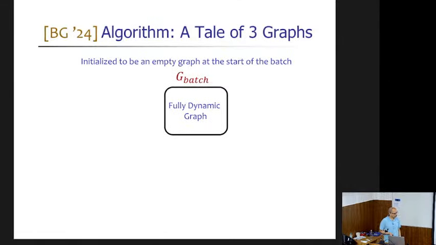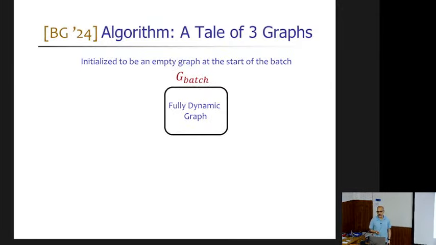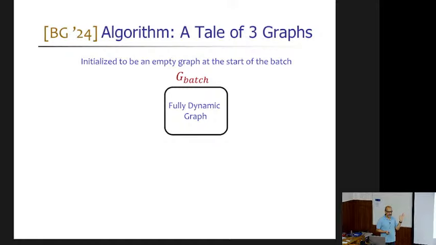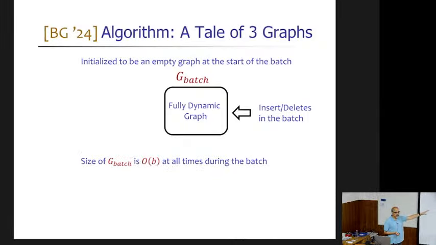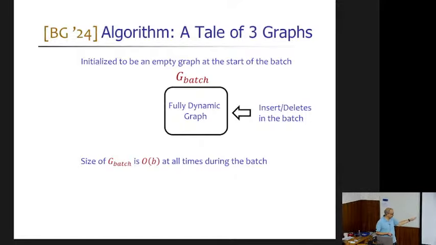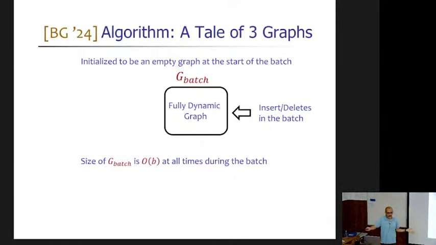There is a second graph, which is G batch, which is going to be a fully dynamic graph. So what is this graph? This graph is easy. All the inserts and deletes you receive during the batch, they are just going here. If a delete applies to an earlier edge, it goes into G old, but otherwise it just applies. What will be the size of this graph? Well, this graph is going to be order B at all times. G old could be n square edges dense, but this one will be order B because it's only determined by the batch length.